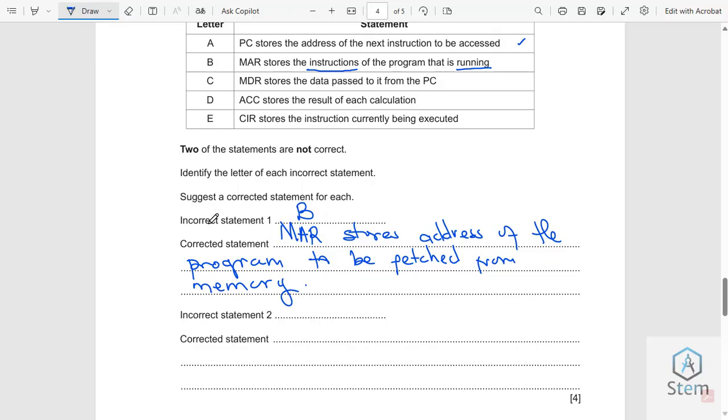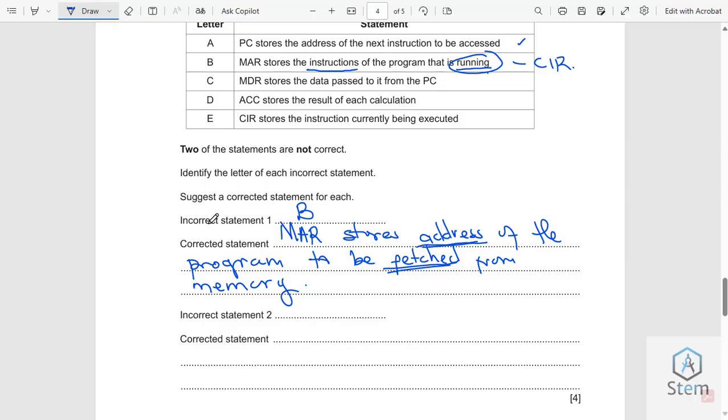We are storing addresses, not instructions, of the program to be fetched from memory. You can say program that is currently being fetched from memory. That's also correct. We cannot say the program that is running. The program that is running will be found in the CIR.